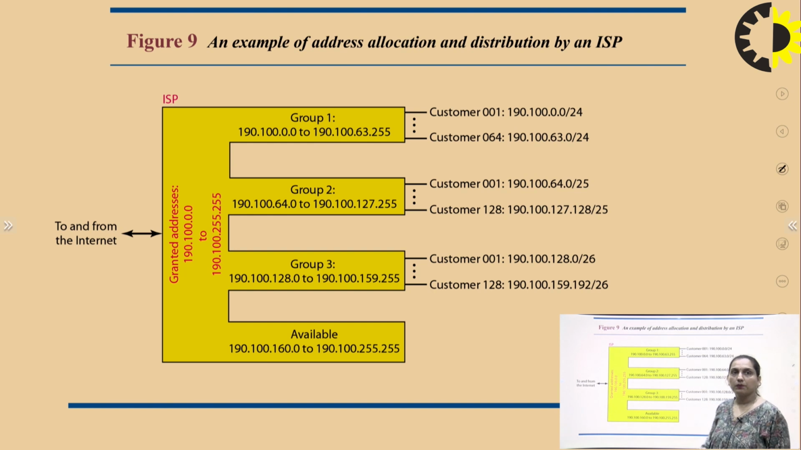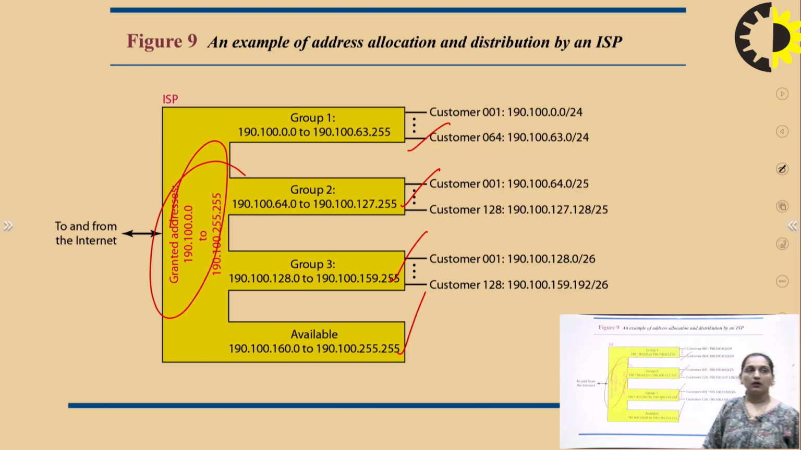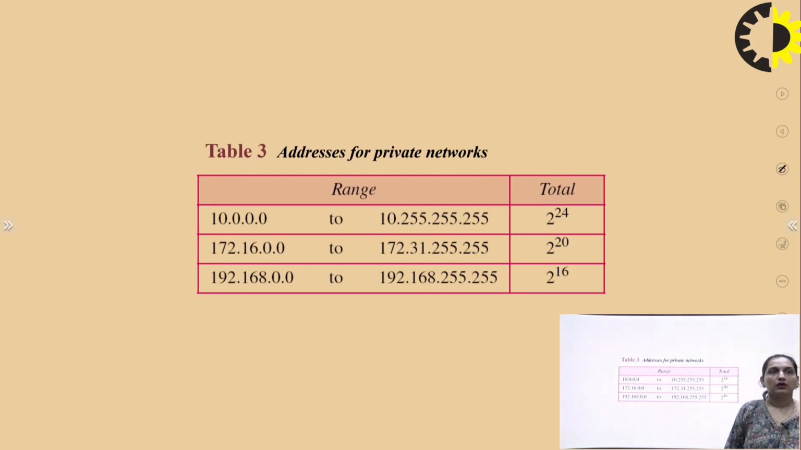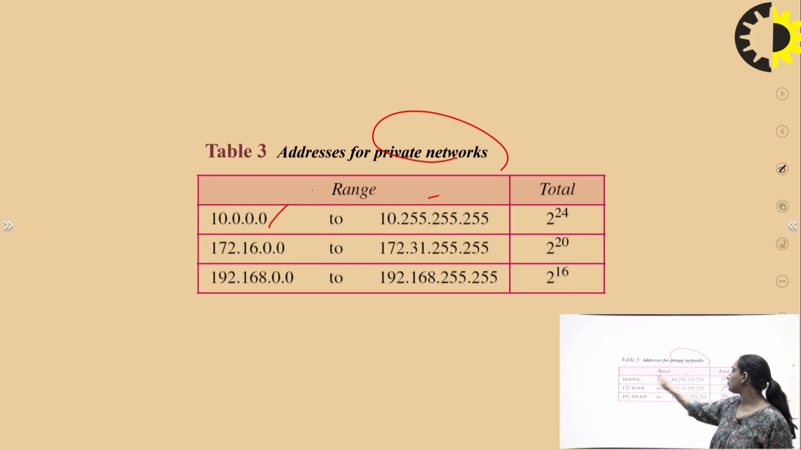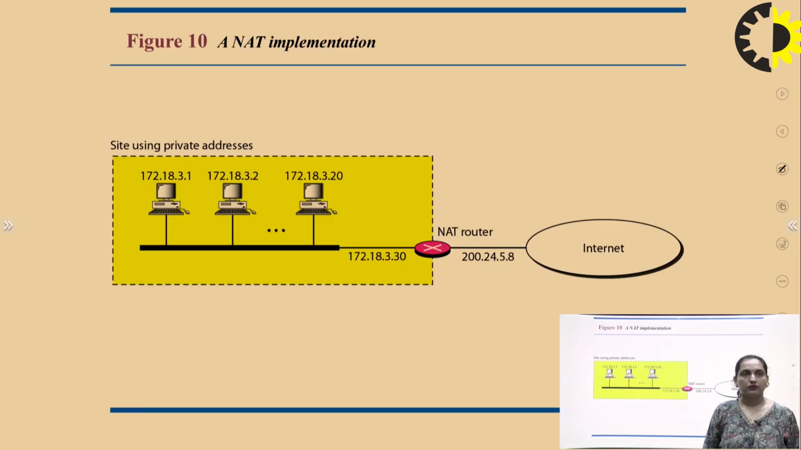So these are the groups from customer 1, customer 2, customer 3, customer 4. These are the granted addresses from the internet by ICANN. This is a range of the private networks. Private network from this to this is 2 raised to power 24. This to this and this to this are the private IPs which are assigned to an organization when they purchase it. So we are also looking at NAT implementation.